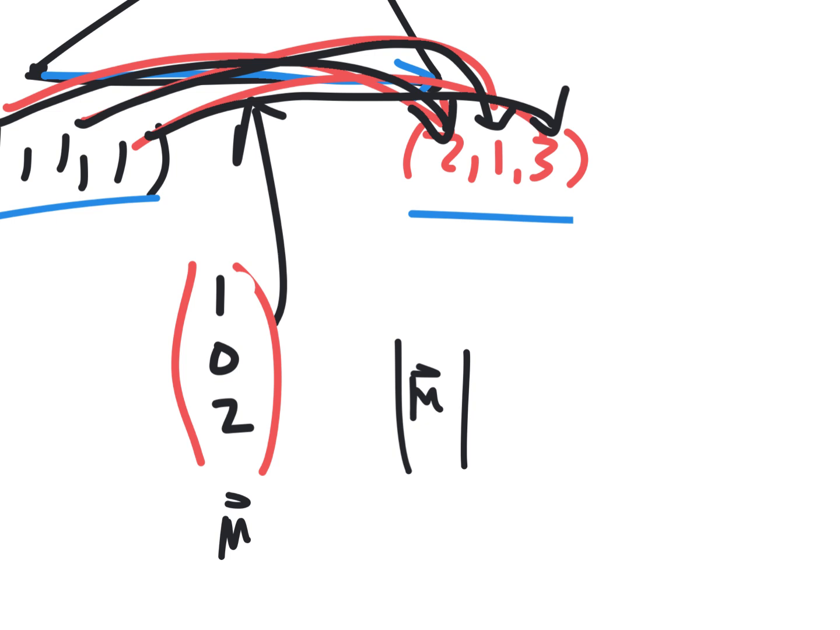What'd you get? Square all of them: square 1, square 0, square 2, and add them all up. Yep, and then you take the square root. So square root of 5: 1 plus 0 plus 4. So, yep, square root of 5. Raise your hand if you had square root of 5. Okay, good. That's magnitude.